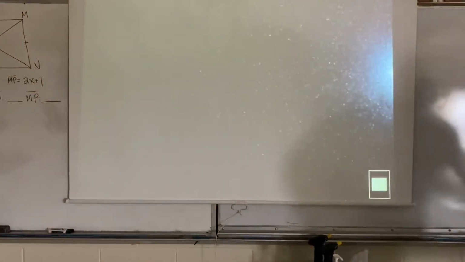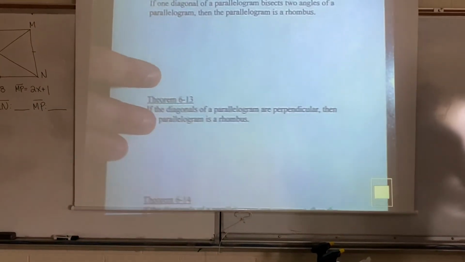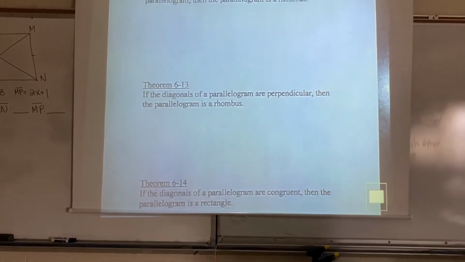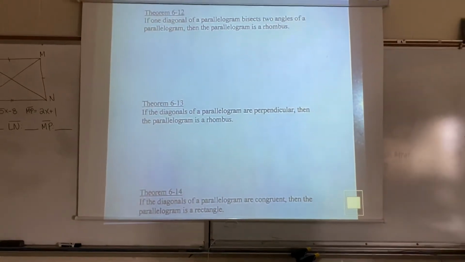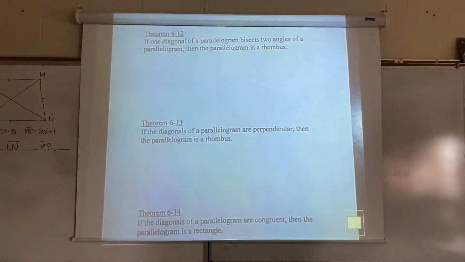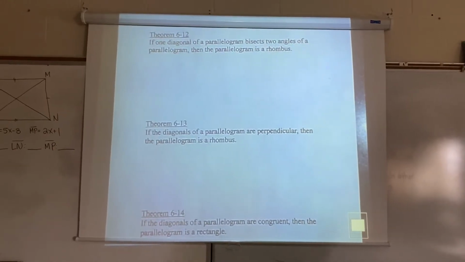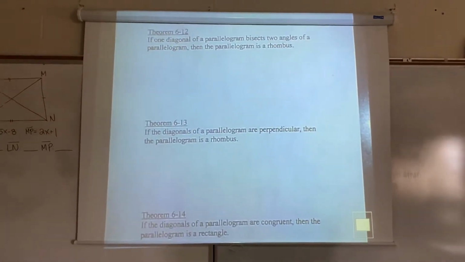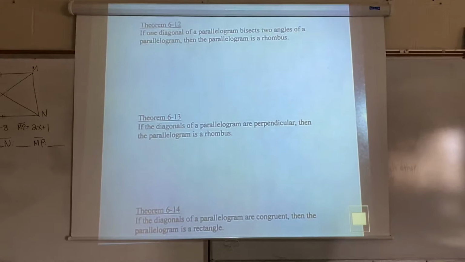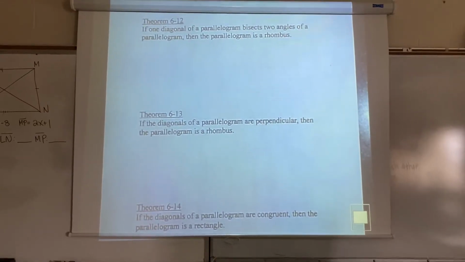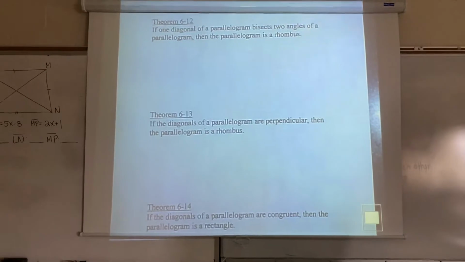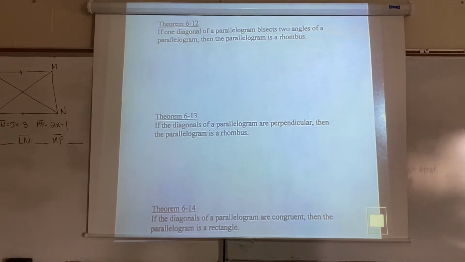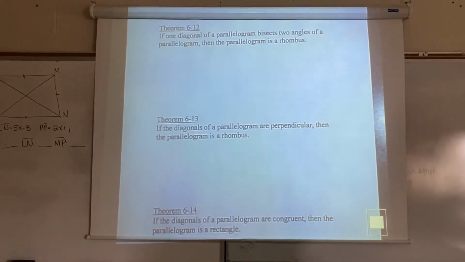Okay, there are a couple other theorems here I want to go over. There's really no pictures, it just reinforces the points. So theorem 6.12 states if one diagonal of a parallelogram bisects two angles of a parallelogram, then the parallelogram is a rhombus. Theorem 6.13 states if the diagonals of a parallelogram are perpendicular, then the parallelogram is a rhombus. Theorem 6-14 states if the diagonals of a parallelogram are congruent, then the parallelogram is a rectangle.